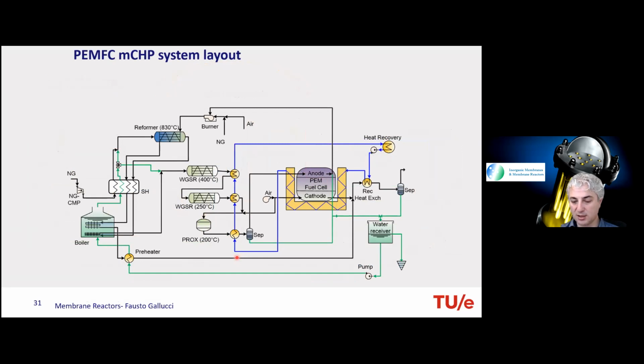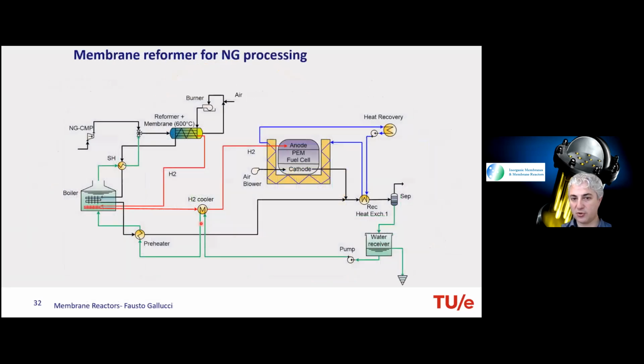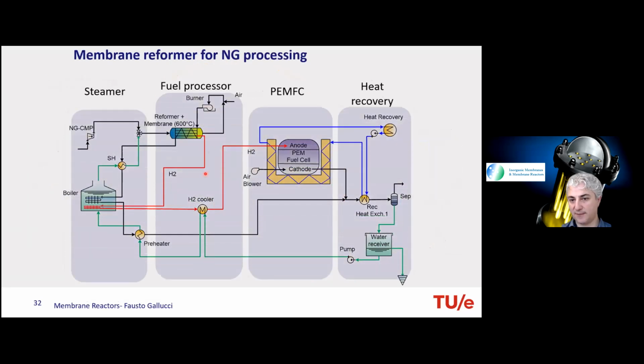Now, if you want to do a comparison, I just divided this in four stages. And you see that in the fuel processor, of course, you have all the reactors and separation. And if you look at the new system divided in the four sections, this part is more or less the same. The fuel cell is more or less the same. This is a little bit different, and this is completely different. So you can see where the gain in efficiency and in cost is.